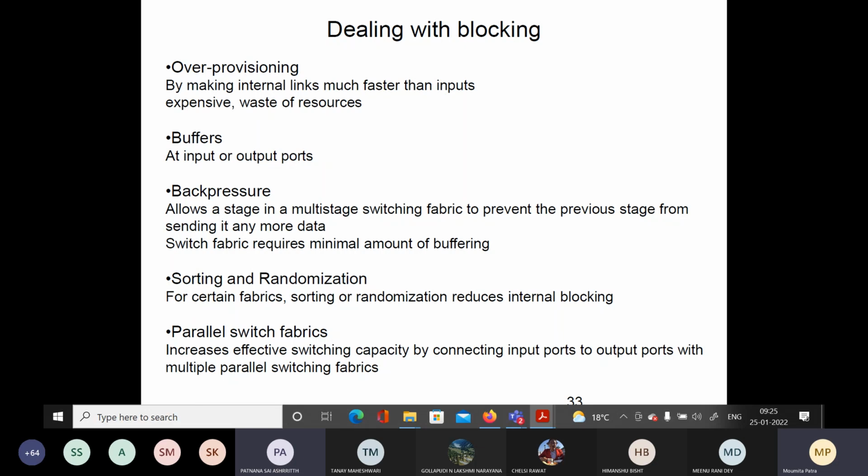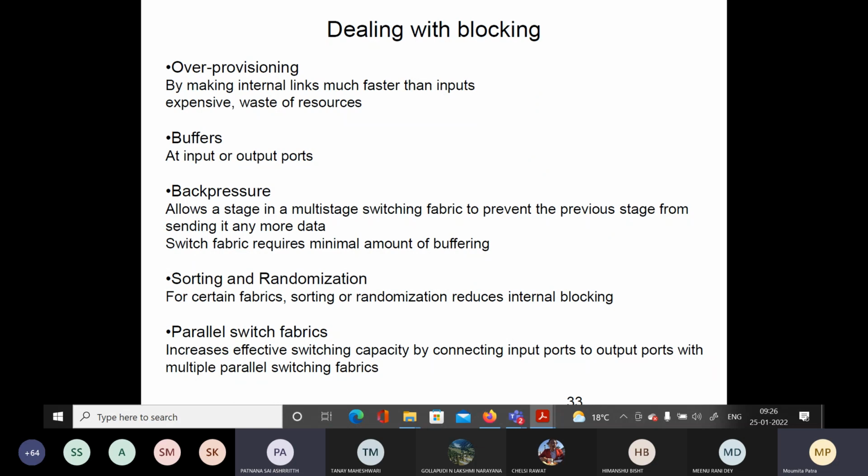So one is over provisioning. That means you make the internal links faster than the inputs. If your internal link, that is the switch fabric's capacity, is much faster than your input line, then they will transfer the data much faster. But again this is expensive, and of course it will be a waste of resources when you do not have any bursty traffic at that point. So this is over provisioning.